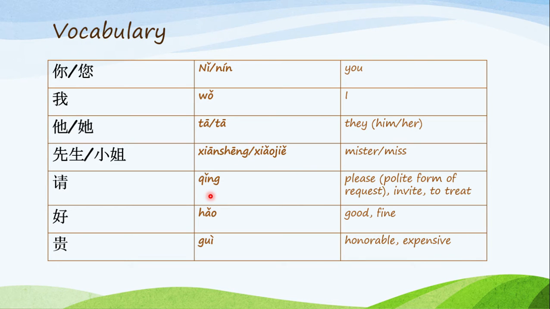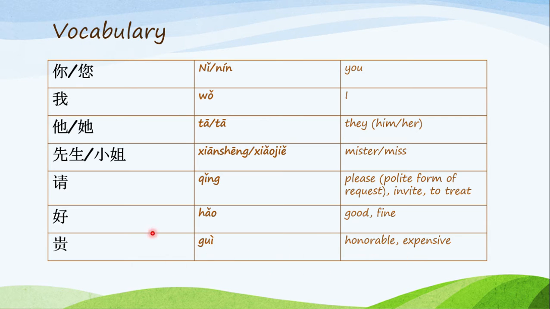请 means please, to invite or to treat. Now, although there are different meanings for them, don't be too intimidated by it, because you'll understand it as we learn the dialogue and the context of it in later lessons. This is 好, meaning good and fine. And this last one is 贵, meaning honorable and expensive.